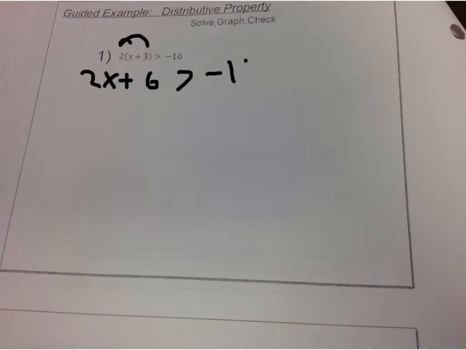negative 16. Okay, so you don't multiply the 2 by the 16 because that 16 is on the other side of the inequality and it's not within the parentheses. So those are two no-nos there.